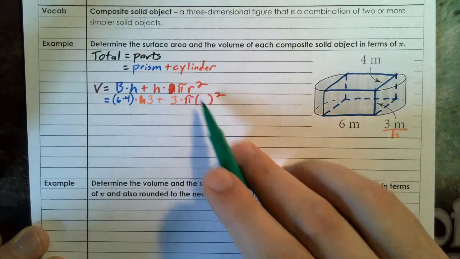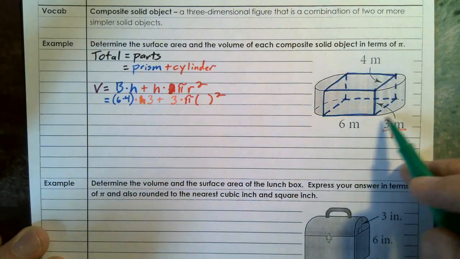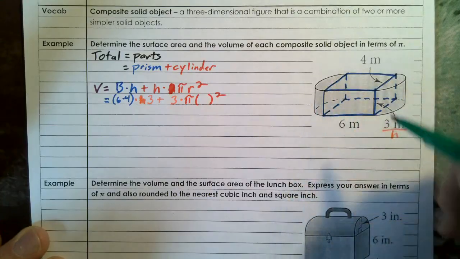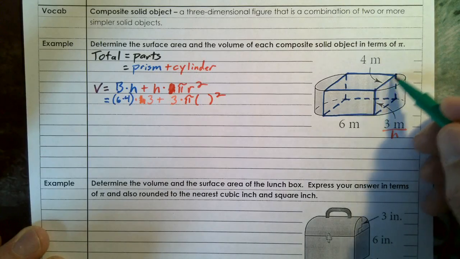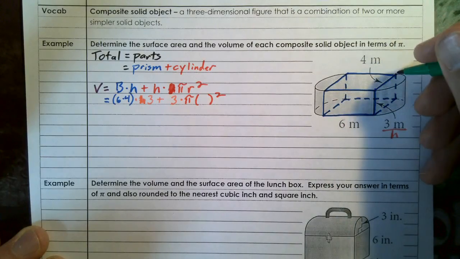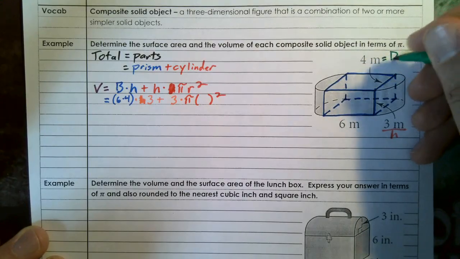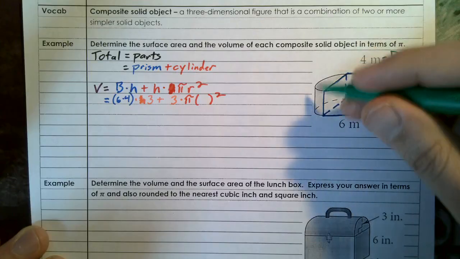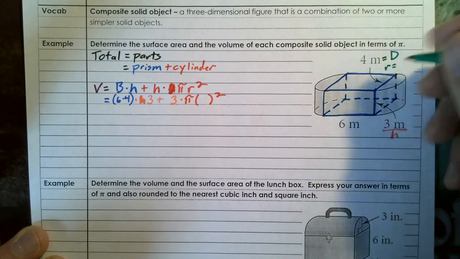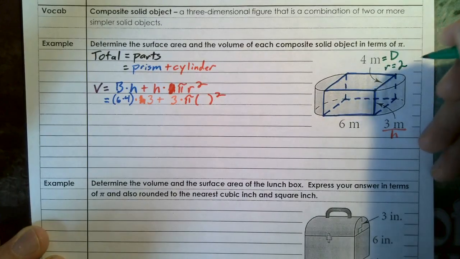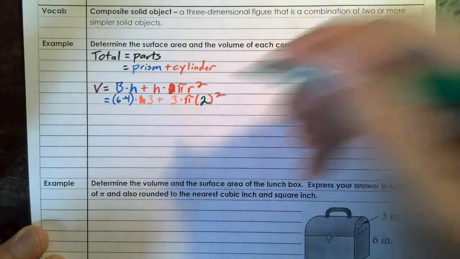I still need the radius of this cylinder on the outside. Remember, I'm using the two pieces to make a cylinder. Now, this 4 m is the diameter of that circle that's on the top and the bottom, but it is not the radius of that circle on the top and the bottom. To find that, I got to cut that in half. So my radius is going to equal 2.